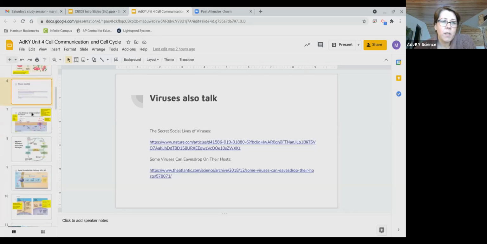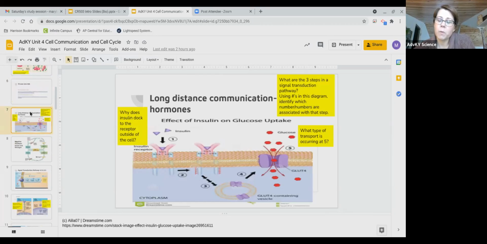And so the last way that cells can communicate with one another is long distance communication, and that's through the use of hormones. Hormones will travel through the blood to get to cells far away from where that signal was actually produced.